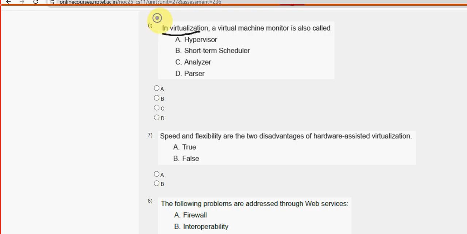Sixth one, in virtualization, a virtual machine monitor is also called as what? So for sixth question, option A is the probable solution, hypervisor. So mark option A as the probable solution for sixth question.